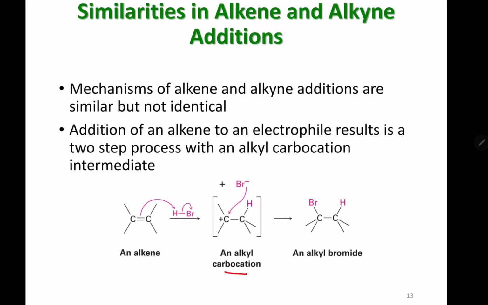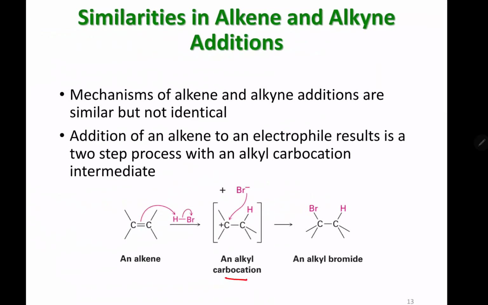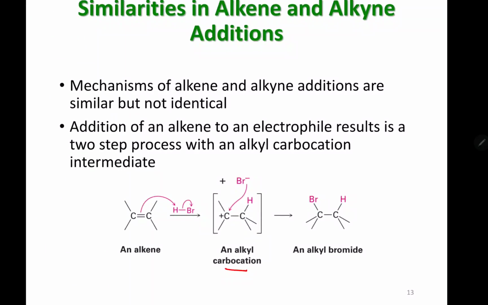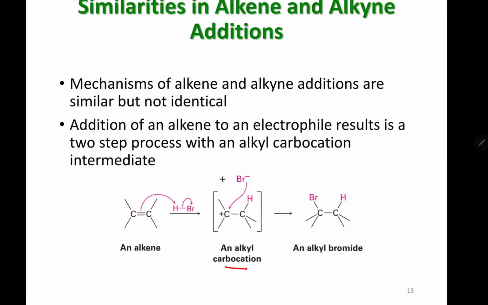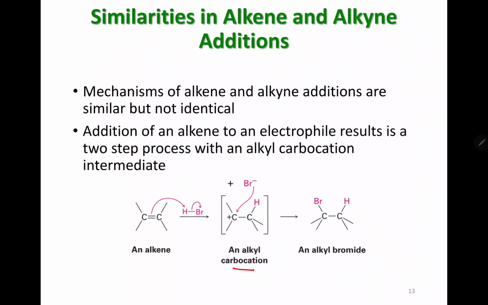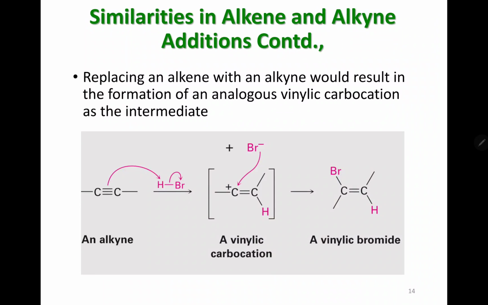But in alkyne chemistry, it will basically go through a vinyl carbocation. So that is the difference. The intermediate will be different, but the other things will remain similar to your alkene chemistry.